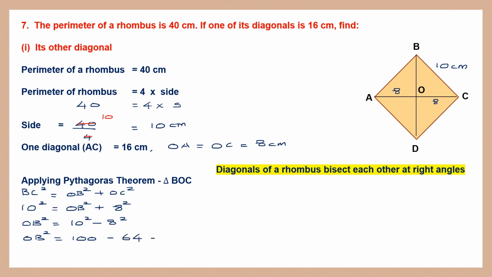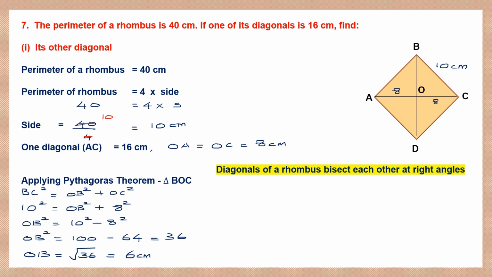And that is 36. So OB square is 36. So how much is OB? OB will be equal to the root of 36. What is the square root of 36? 6. 6 sixes are 36, isn't it? So OB is 6 centimeters.